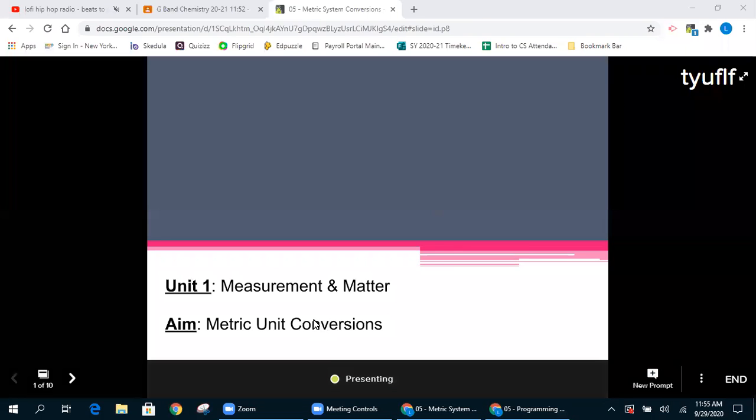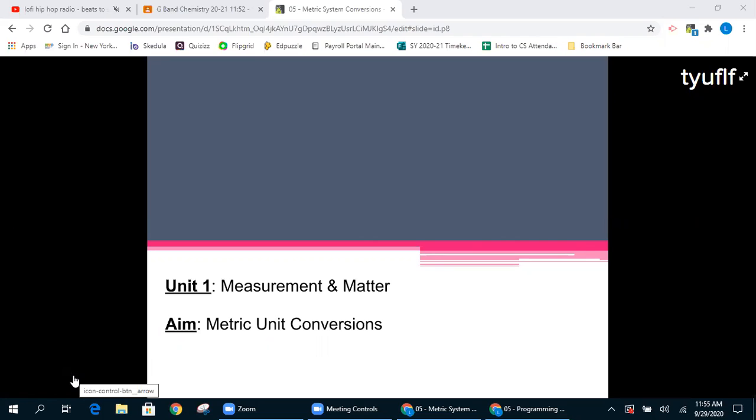We are recording. So with that being said, let's go ahead and start this lesson. Today we're going to talk about metric conversion. So before we talk about that, I'm going to show you guys a quick video to make sure we understand it.